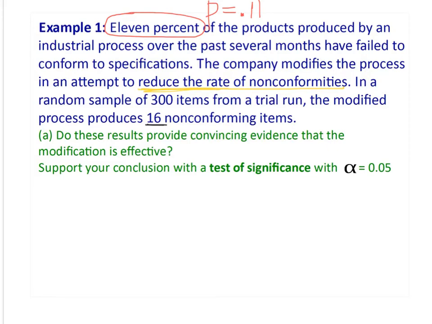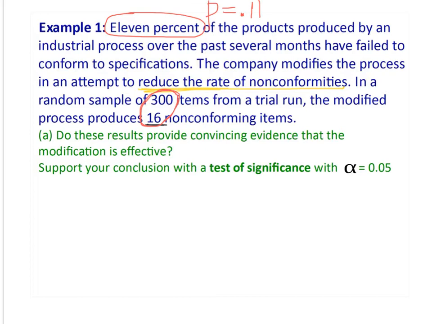And then we end up taking a sample. And from the sample, we get 16 out of the 300 are nonconforming items. So even though this is a huge kind of wordy paragraph, these are the 3 pieces that are important: the starting value of 11%, the fact that we want to reduce the rate, and then what my sample gave us. So part A of this two-part problem says, do these results provide convincing evidence that the modification is effective?